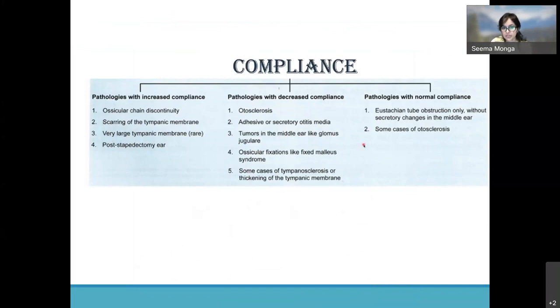There are many pathologies which lead to decreased compliance. So basically, when will the compliance decrease? Compliance is the ease of movement. It will decrease when the ear becomes stiff.